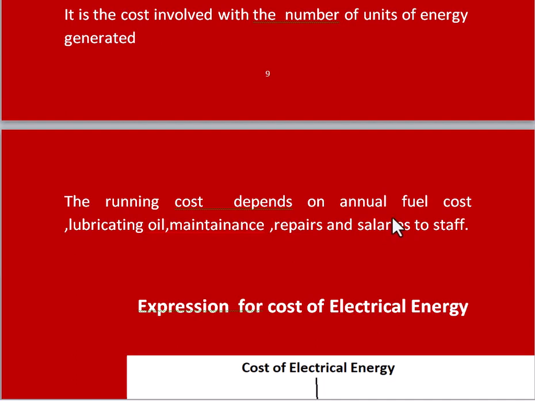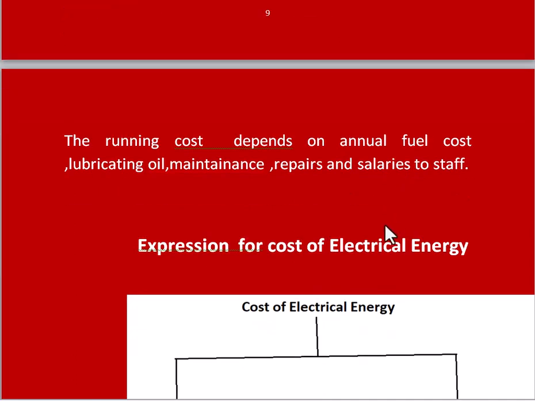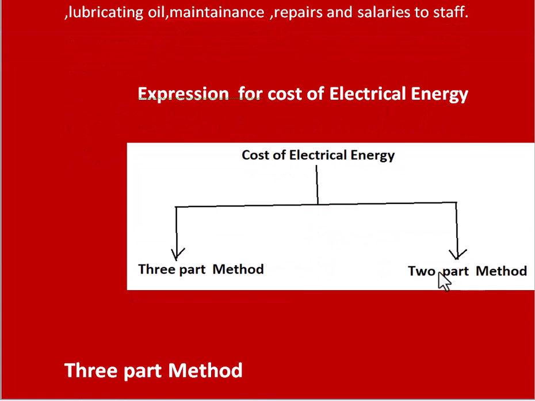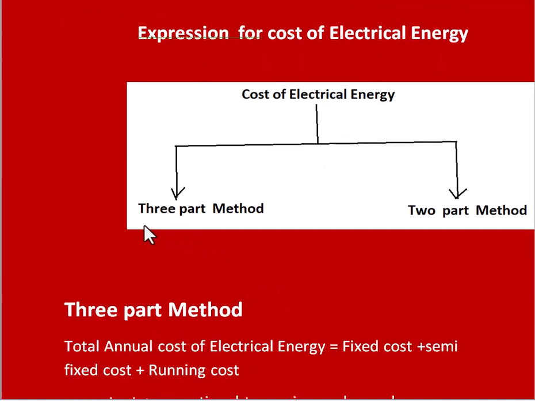While taking these three, there is a classification for finding the expression for the cost of electrical energy, that is the three-part method. The other is called the two-part method. In the three-part method, three parts will be there, of which the first indicates the fixed cost, the second belongs to the semi-fixed cost, which depends upon the maximum demand, whereas the last parameter depends upon the running cost and the energy generated.